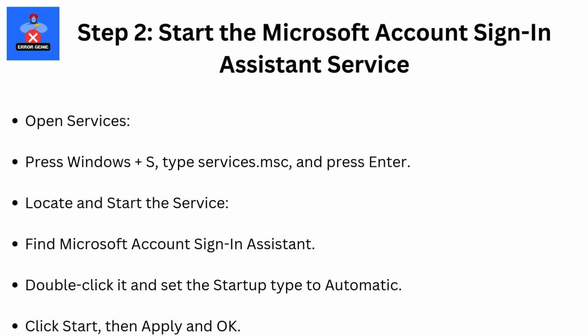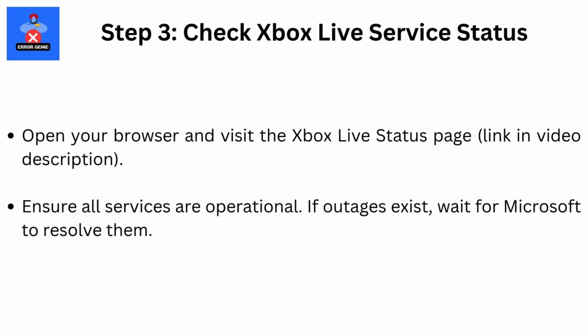Step 3. Check Xbox Live Service status. Open your browser and visit the Xbox Live status page link in the video description. Ensure all services are operational. If outages exist, wait for Microsoft to resolve them.